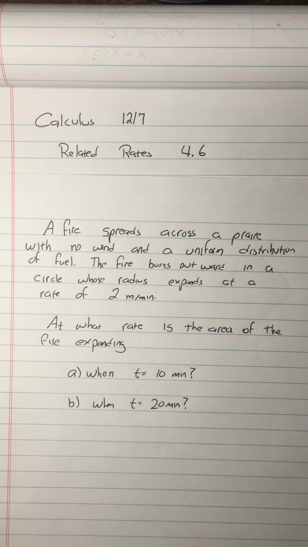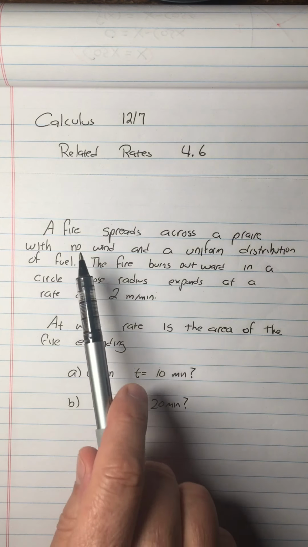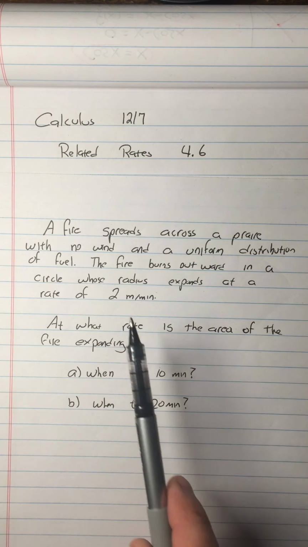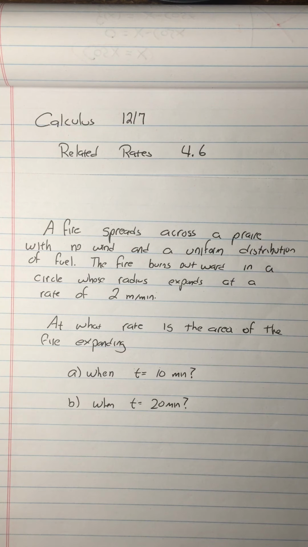Our next section is related rates, which is an important class of calculus problems. So this is the kind of question you have. We'll think about this question just to start with. A fire spreads across a prairie with no wind and a uniform distribution of fuel. The fire burns outward in a circle whose radius expands at a rate of 2 meters per minute.